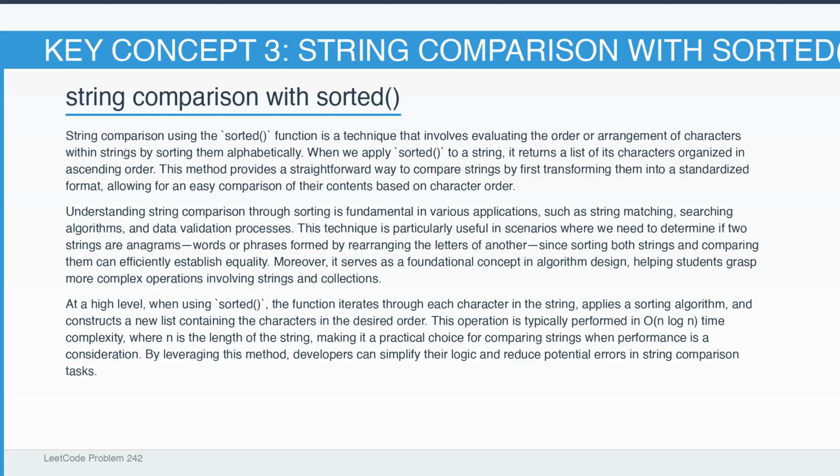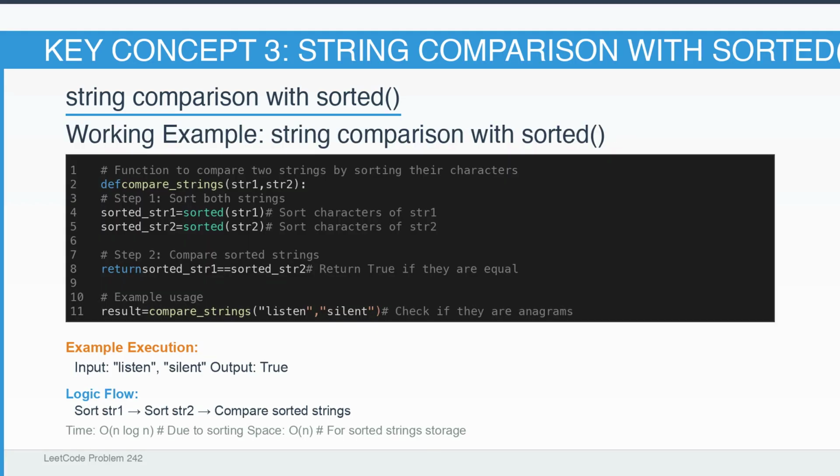Understanding this concept lays the groundwork for tackling more complex string operations down the line. This slide presents a function to compare two strings by sorting their characters. The function compareStrings takes two inputs, str1 and str2. First, we sort both strings using Python's built-in sorted function. This rearranges the letters in both strings in alphabetical order. For example, when we sort listen, we get e-i-l-n-s-t, and for silent, we also get e-i-l-n-s-t.